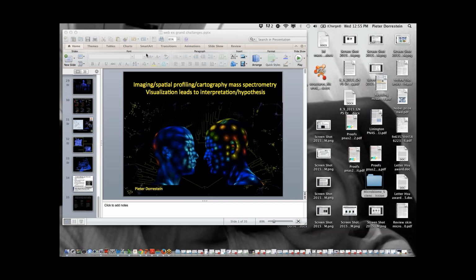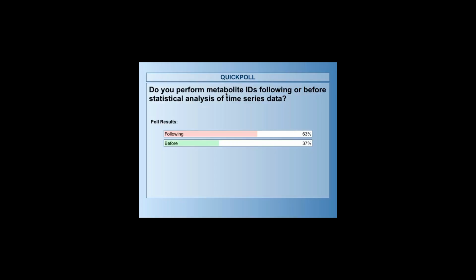All right. Do you perform metabolite IDs following or before statistical analysis of time series data? Looks like the majority do that after. So I guess you look for statistically significant features and then try to ID them. All right, let's hide that.